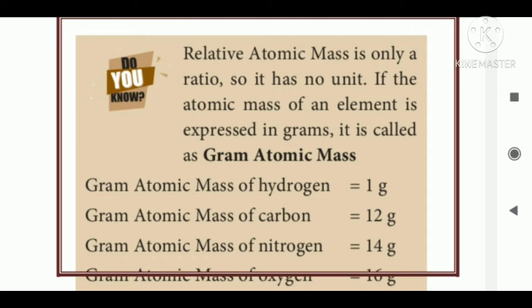If the atomic mass of an element is expressed in grams, it is called gram atomic mass. Then the gram atomic mass of hydrogen is 1 gram, carbon 12 grams, nitrogen 14 grams, and oxygen 16 grams.